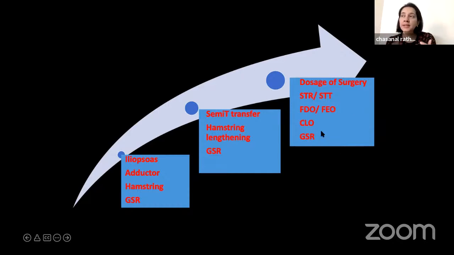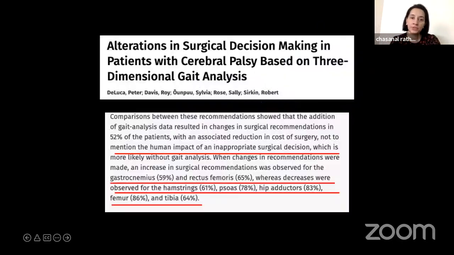So just like a single event multi-level surgery, the dosage has a lot of other things to it, and it is divided based on each extremity. So this is a very nice, again, a recent study, and this says that it could help us to prevent inappropriate surgical decisions. And they said that they would make changes in the surgical interventions more for gastro and rectus.